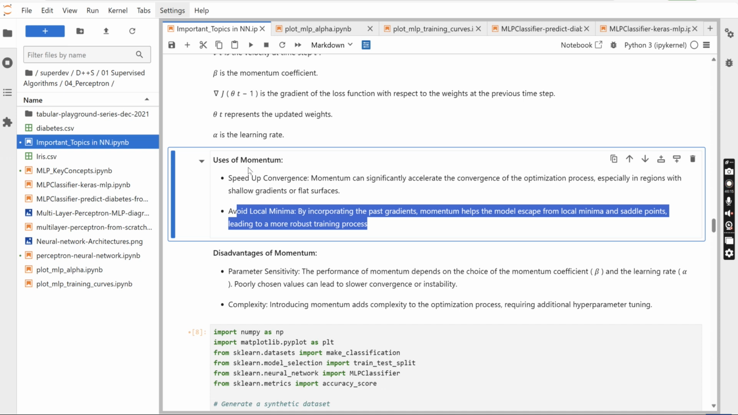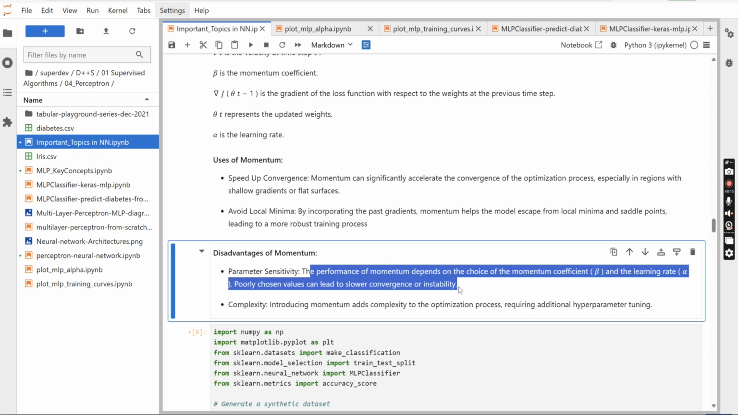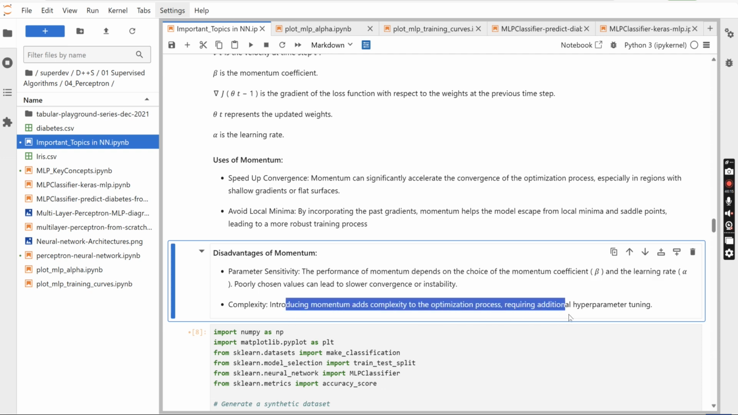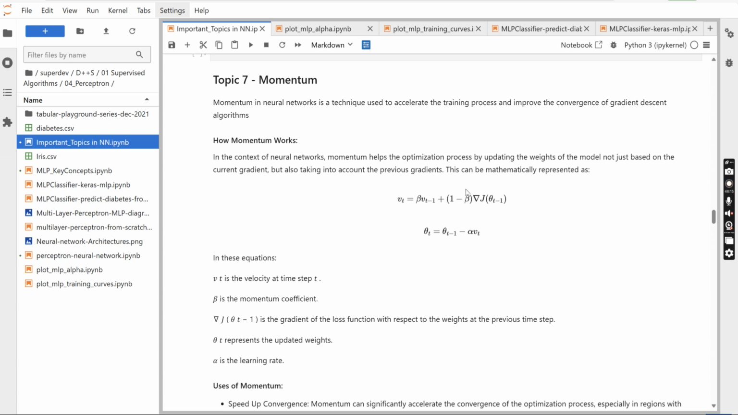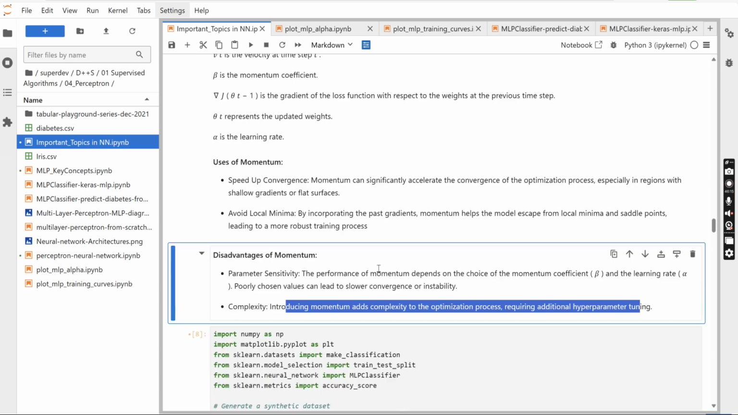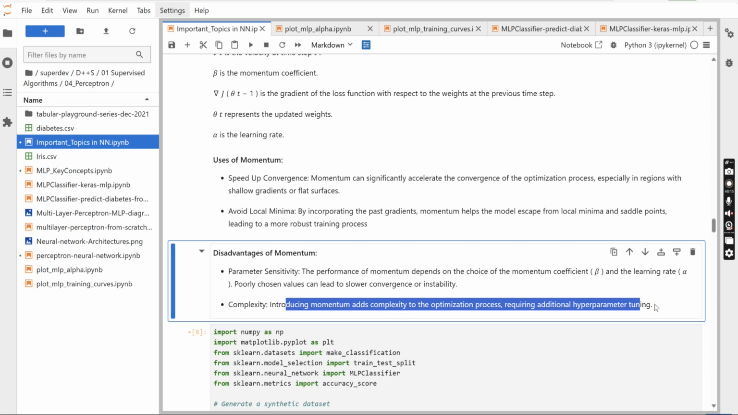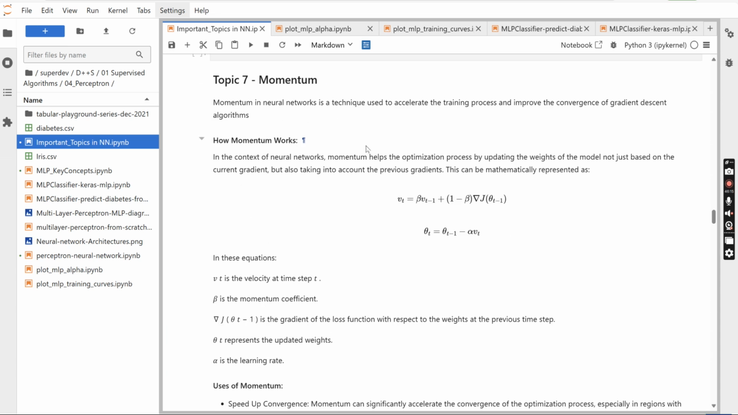The disadvantage is that this beta is very sensitive. Tweaking it is tricky. If you choose it poorly, you will get poor results. And there is added complexity, because this term is additional in the calculation, so computations become complex. So that is momentum.